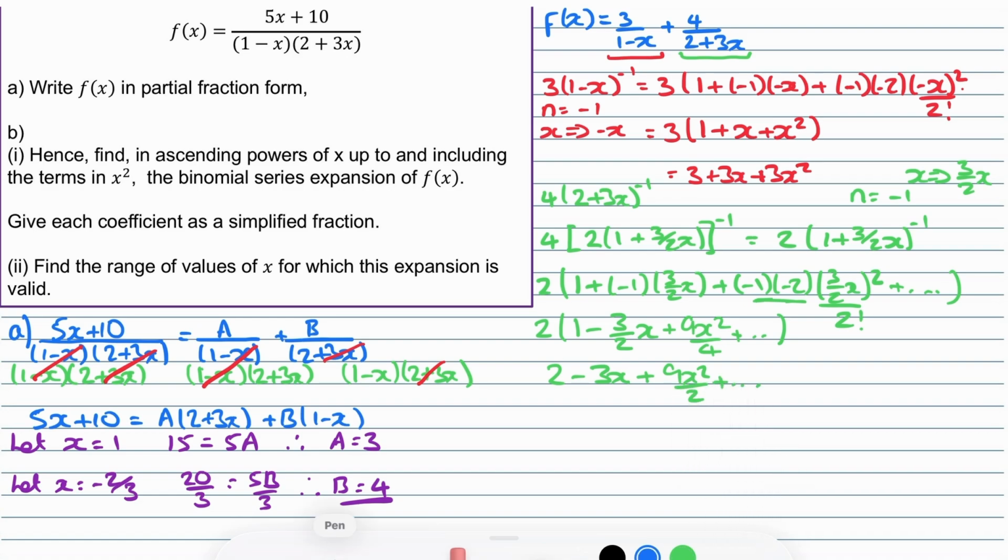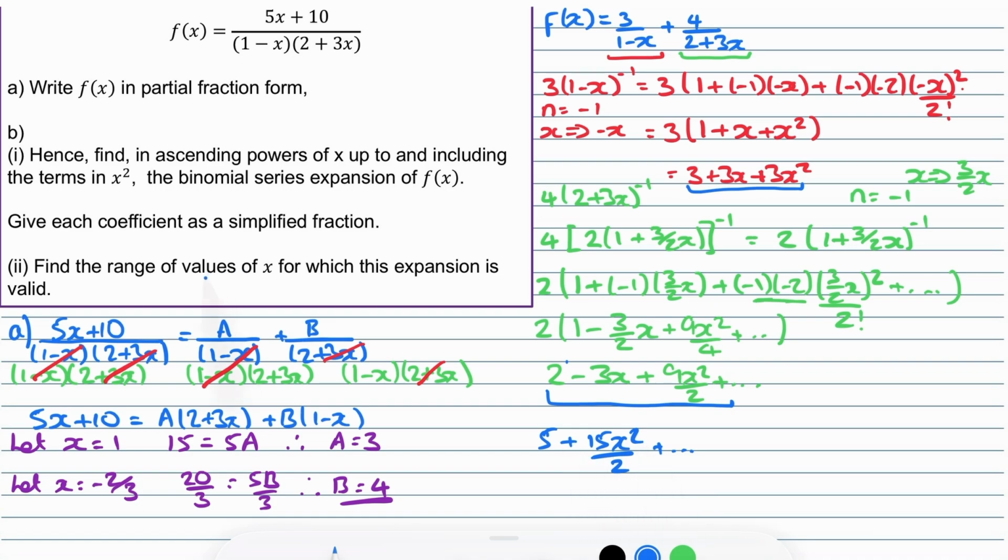Okay? So now we need to add each of these expansions together. So we'll get the 3 plus 2 will give us 5. 3x, take away the 3x will give us 0. And 3x squared plus 9x squared over 2 will give us 7.5x squared, or 15x squared over 2. And this is the expansion fully simplified up to the x squared term.